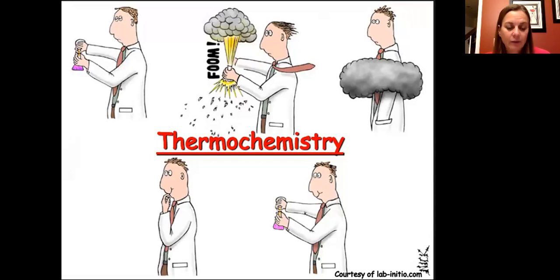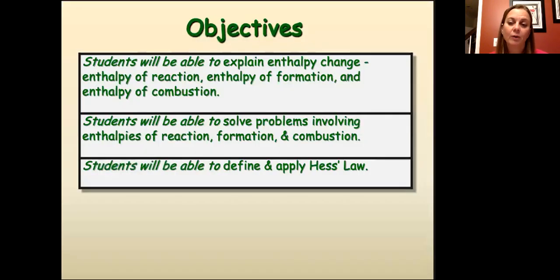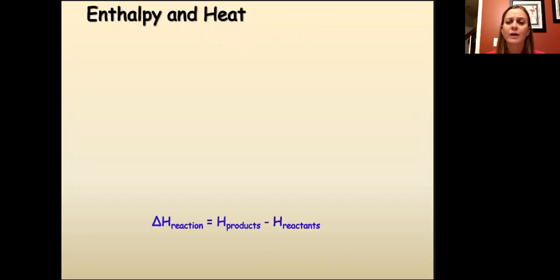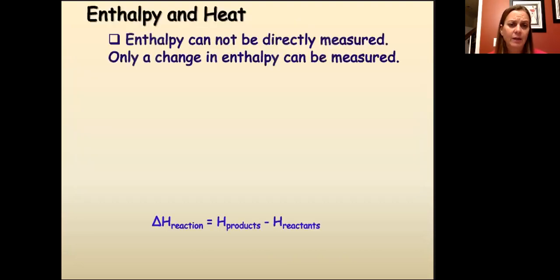So we've talked about specific heat and how we use that to measure the amount of heat transferred in a process. So today we're going to jump in and learn about this concept called enthalpy, which is really just the heat transferred in a chemical reaction. We're going to talk about several different forms of enthalpy: enthalpy of reaction, enthalpy of formation, enthalpy of combustion, and even a few others. And we're going to learn how to solve problems that involve those enthalpies and how to use something called Hess's law. So before we can do that, let's jump in and talk about enthalpy.